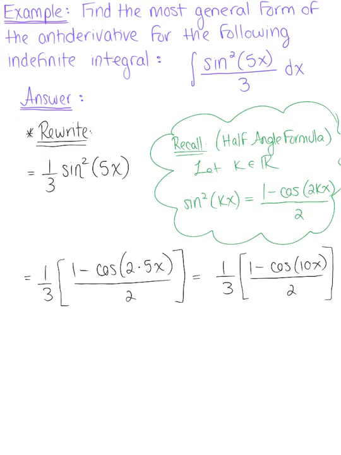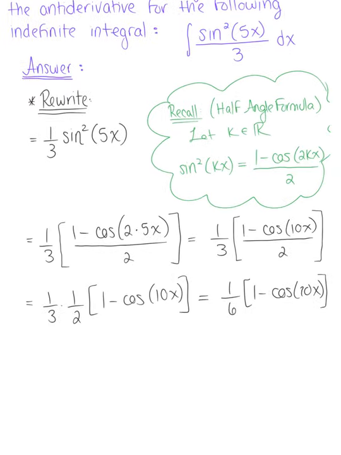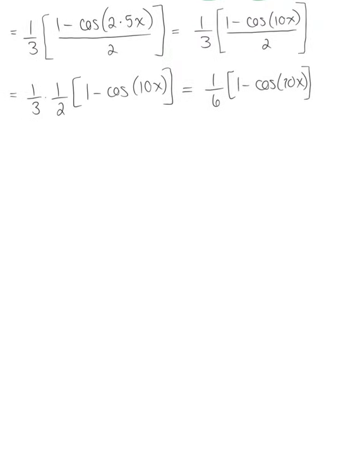And then to make this anti-differentiation even easier, I'm going to pull this 1/2 in the denominator out so that we have 1/3 multiplied by 1/2 multiplied by 1 minus cosine of 10x. So this leaves us with 1/6 multiplied by 1 minus cosine of 10x, which we can definitely anti-differentiate no problem. So giving ourselves more room, we're ready to anti-differentiate.